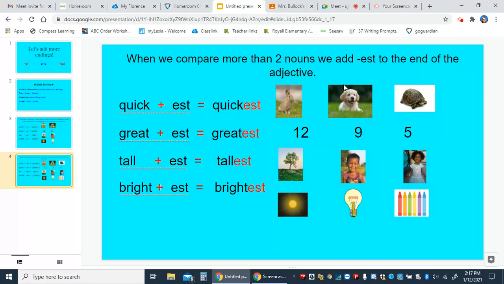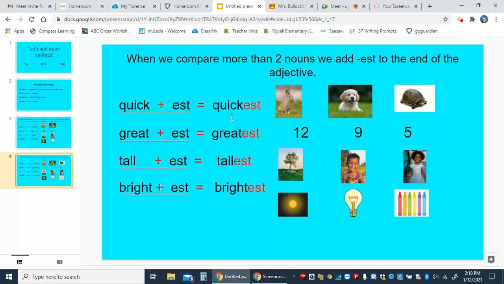When we compare more than two nouns, we add EST to the end of the adjective. Remember, the adjective is the describing word. So I'm going to be describing my objects. So let's look here. Same words that we used last time: quick, great, tall, and bright. But you'll notice this time I have three objects that I'm going to be looking at. So I might have to say, out of the rabbit, the dog, and the turtle, the rabbit is the quickest animal out of those three.